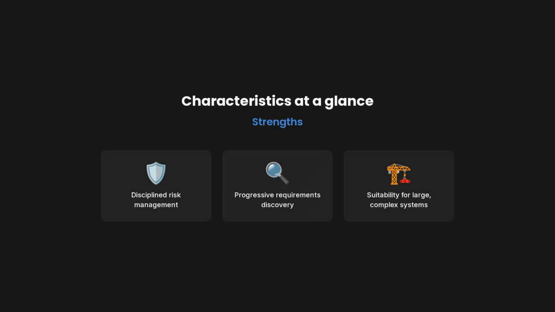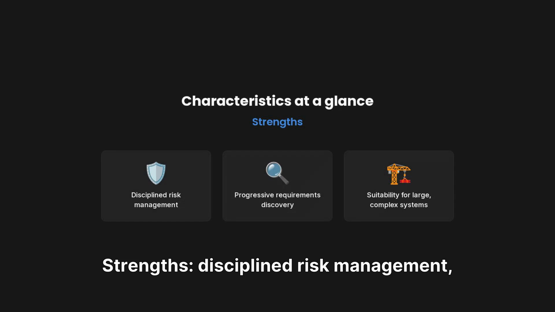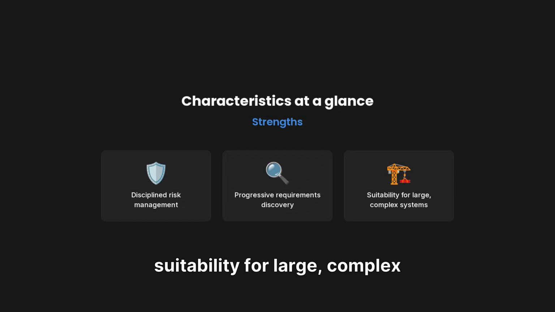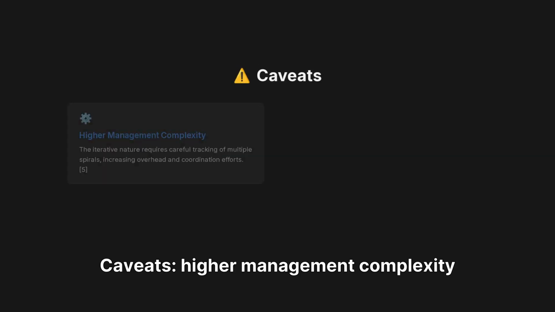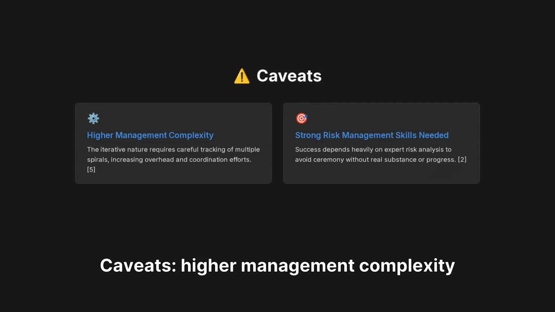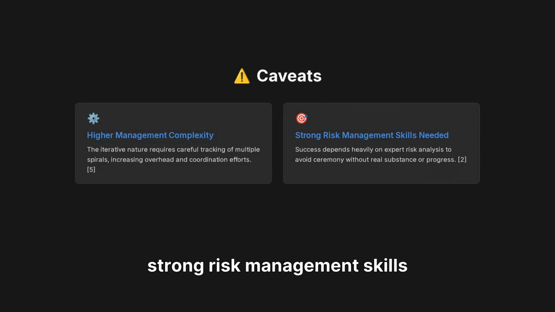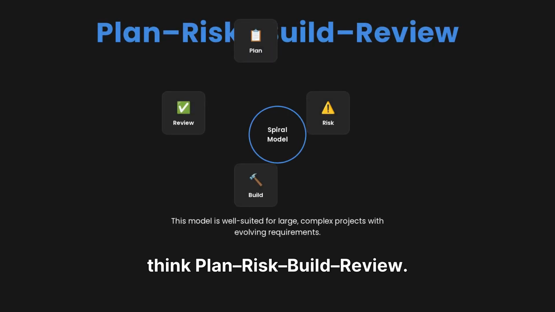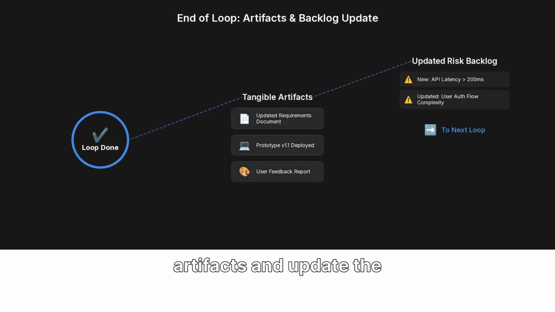Characteristics at a glance. Strengths: disciplined risk management, progressive requirements discovery, and suitability for large, complex systems. Caveats: higher management complexity and a need for strong risk management skills to avoid ceremony without substance. To remember the components, think plan, risk, build, review. This model is well suited for large, complex projects with evolving requirements. At the end of each loop, show tangible artifacts and update the risk backlog for the next loop.